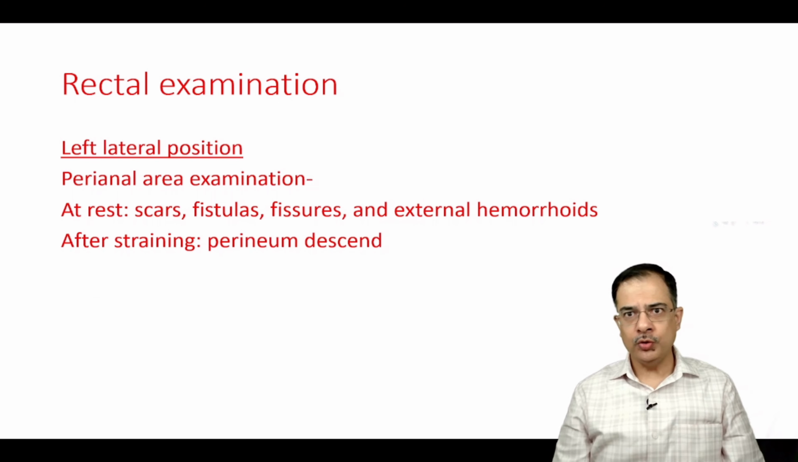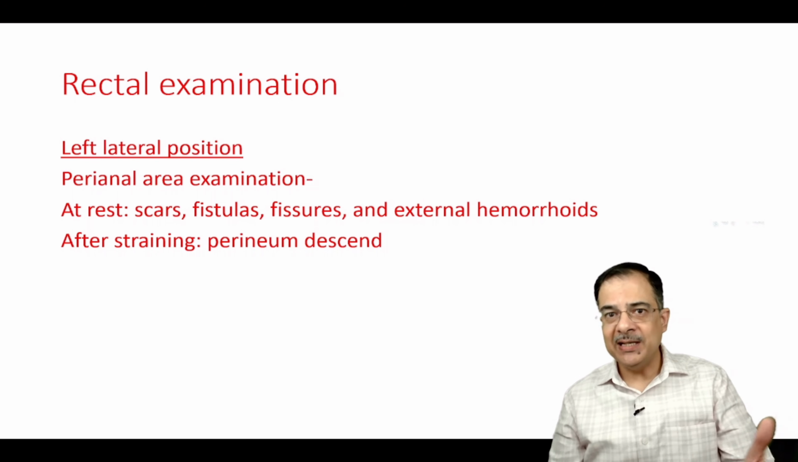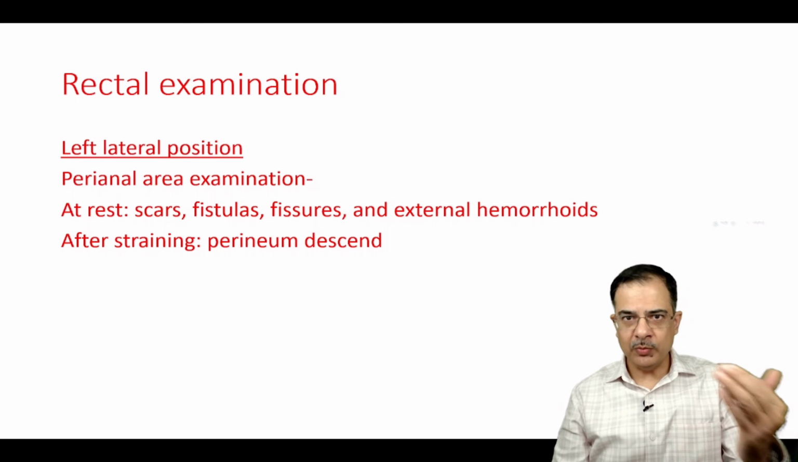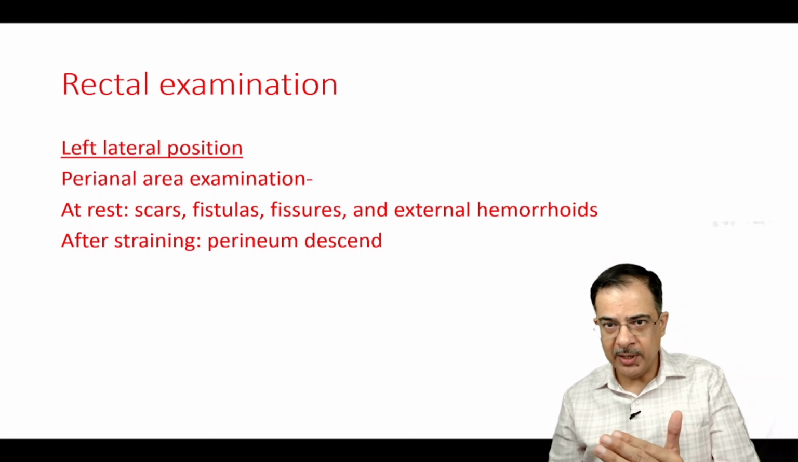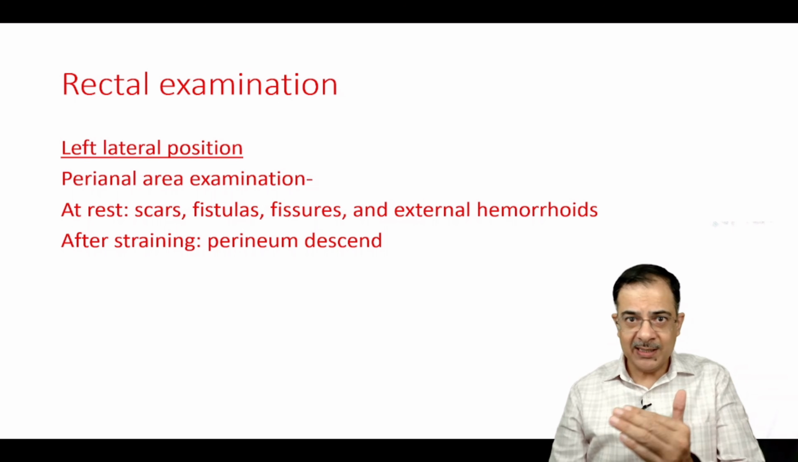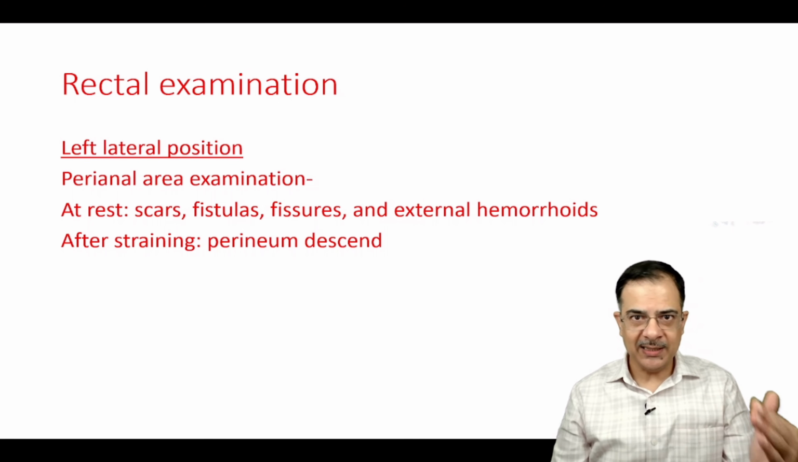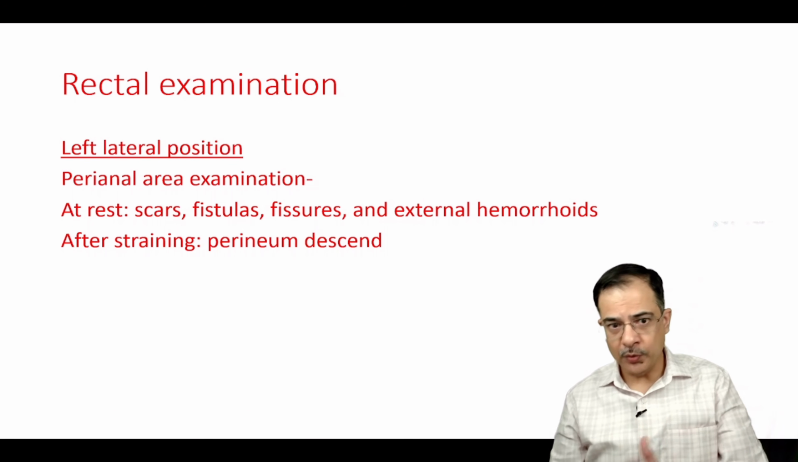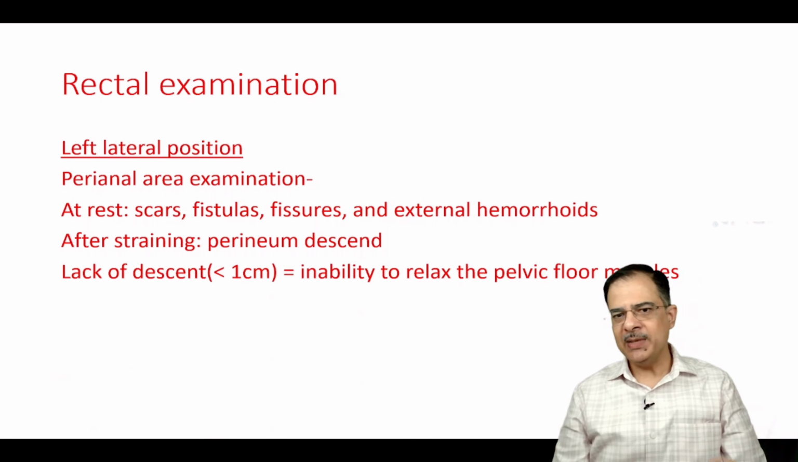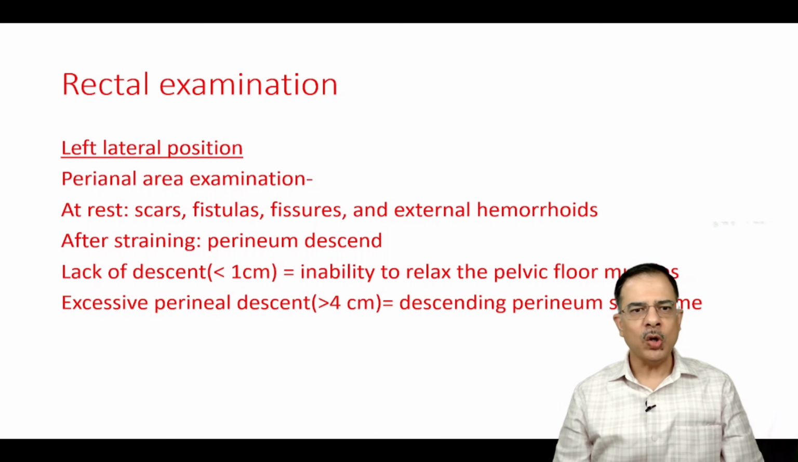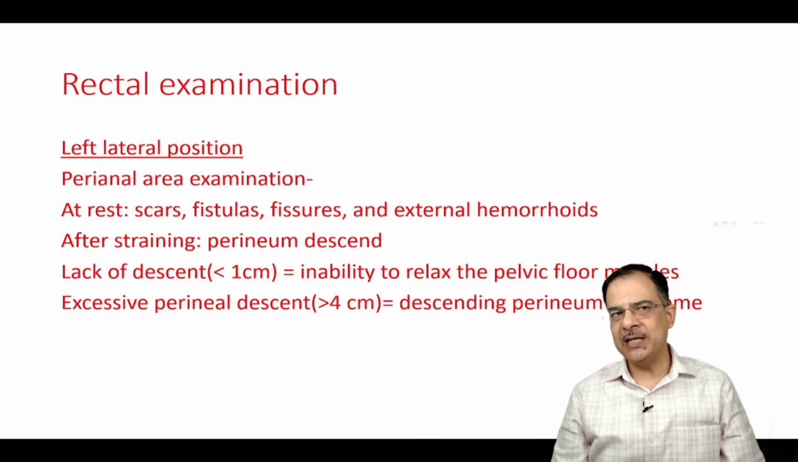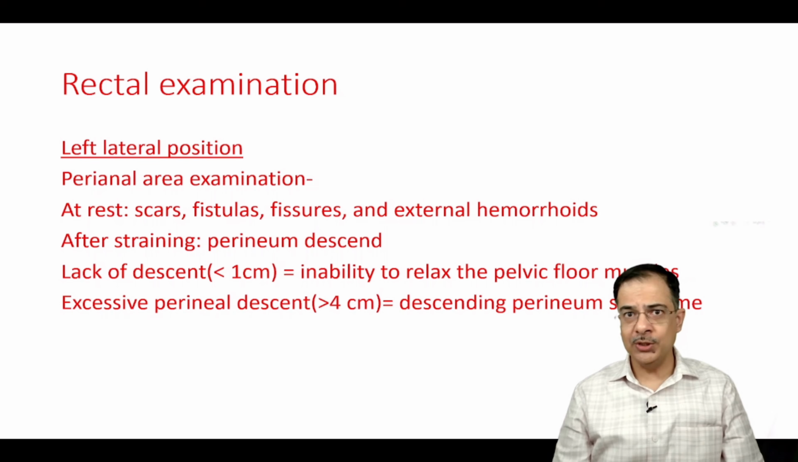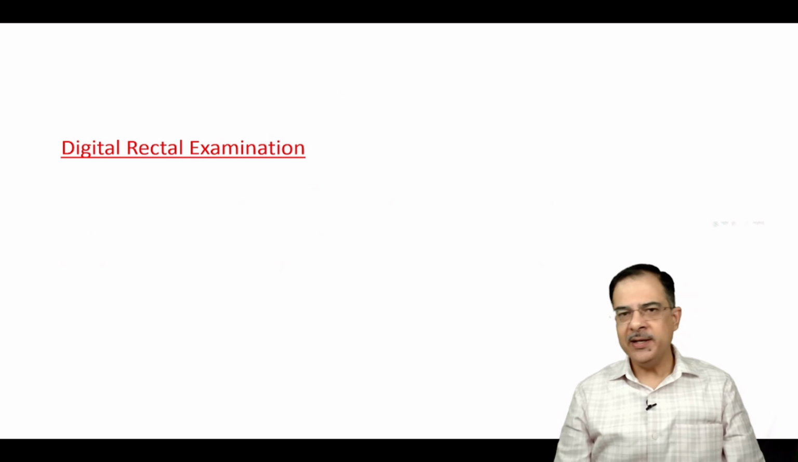Also, ask the patient to strain and look for perineal descent. Normal perineal descent from the ischial tuberosity is 1 to 4 centimeters. That is a normal descent. If it is less than 1, the descent is reduced. If it is more than 4, the descent is excessive. Lack of descent means an inability to relax the pelvic floor muscles, while excessive perineal descent means descending perineal syndrome. Both can cause constipation.